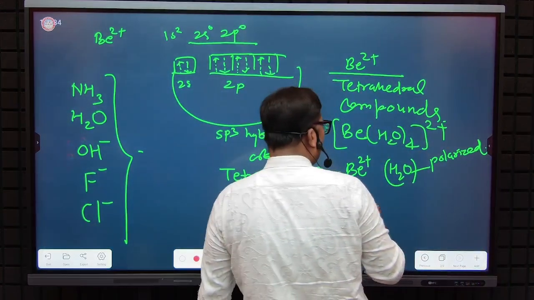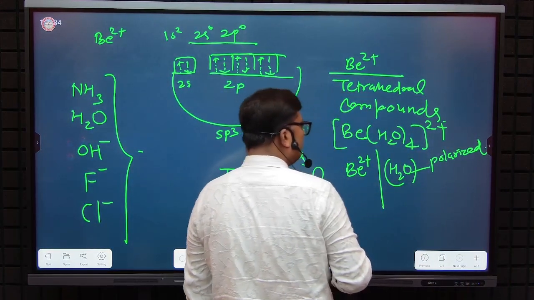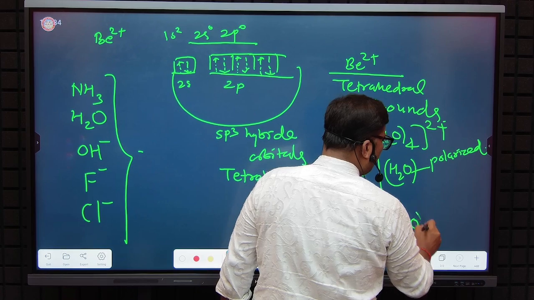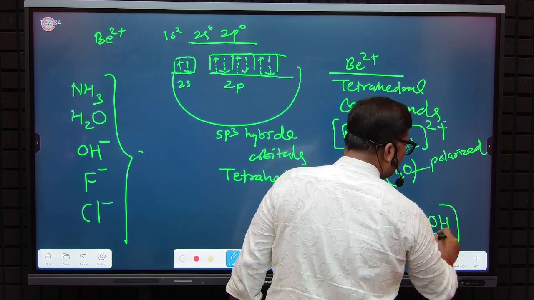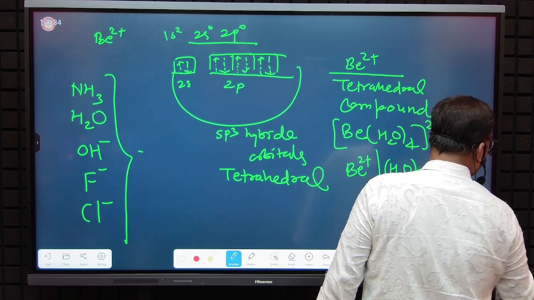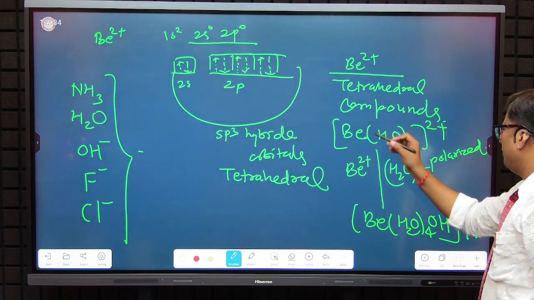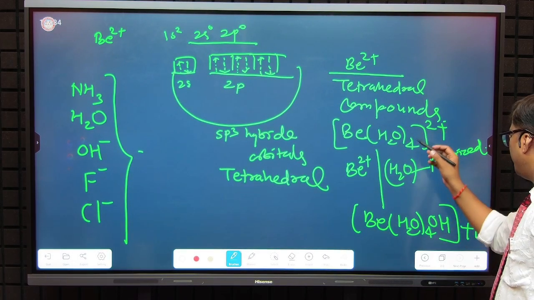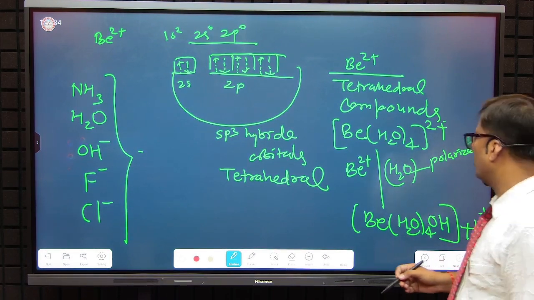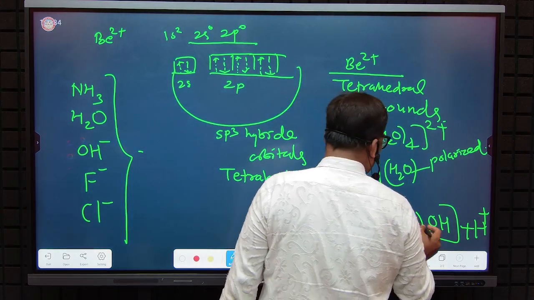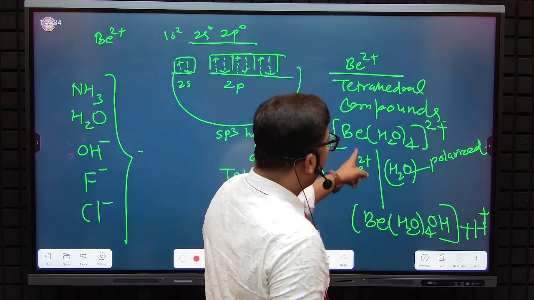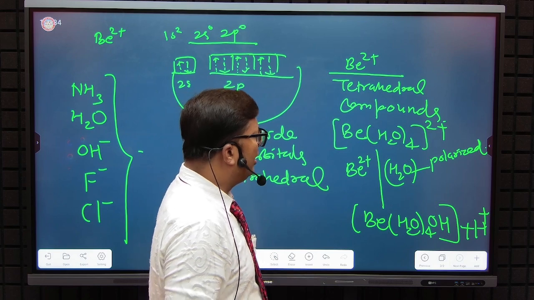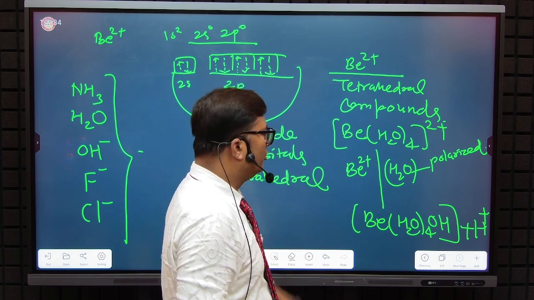So because of the formation of [Be(H2O)3(OH)]+ and H+, this particular beryllium tetra-aqua complex is unstable and it releases hydrogen ion. This is because of the hydrolysis of the particular complex, due to the polarization effect of beryllium 2+ on the water molecule.